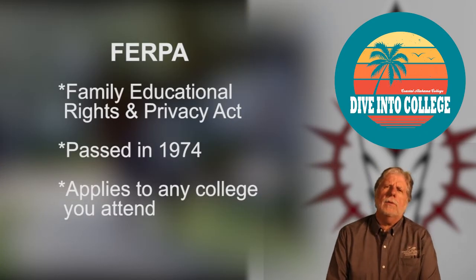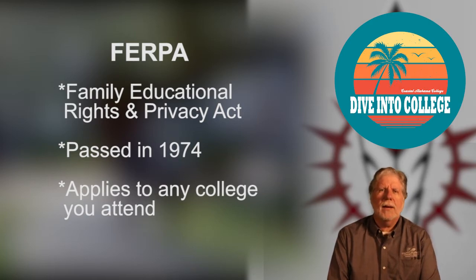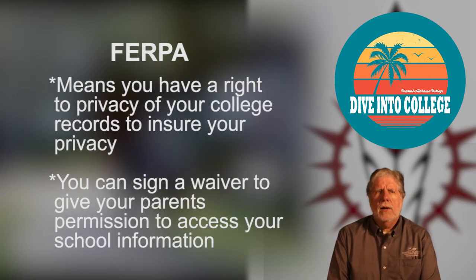First thing I want to talk to you about is something called FERPA. That's the Family Educational Rights and Privacy Act. This was passed back in 1974, and it doesn't matter what college you go to, it's going to apply. Basically what it says is that you have a right to privacy of your college records. So when your parents call, we can't just talk to them about what's going on with your classes and all. Now you can sign a waiver giving permission for us to talk to them about it, or they can also bring in their tax returns and show us that you're a dependent, but we'll notify you about that. But anyway, this is to ensure your privacy.